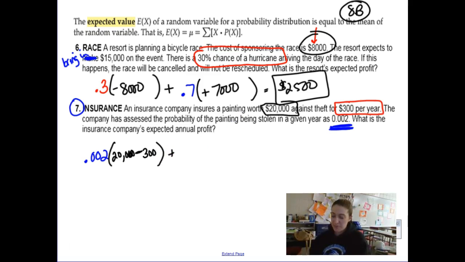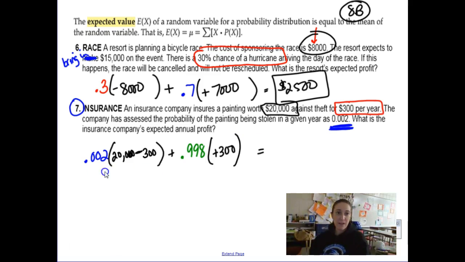Now, on the flip side of that, the complement of 0.002 would be 0.998. So that's the probability that the painting is not stolen. So the insurance company that year just made $300, right?